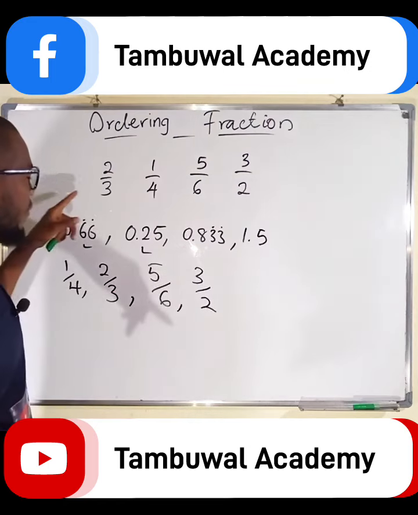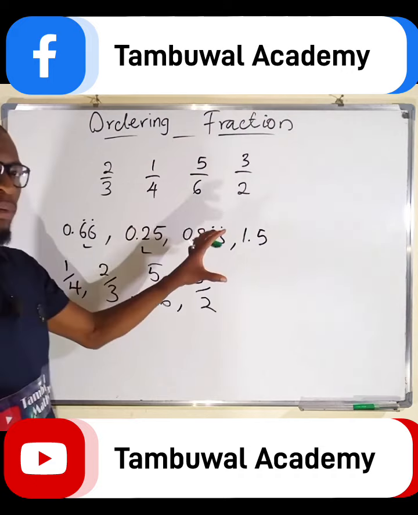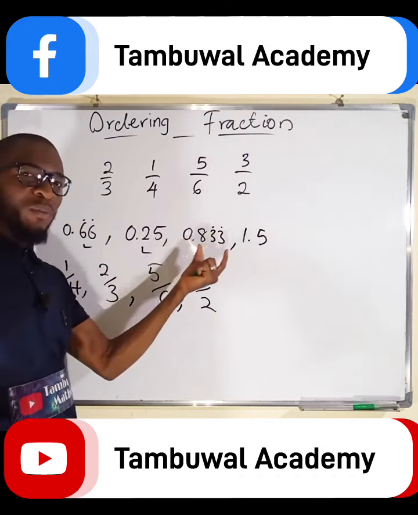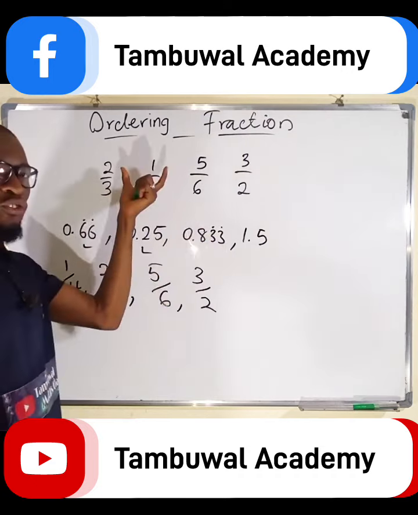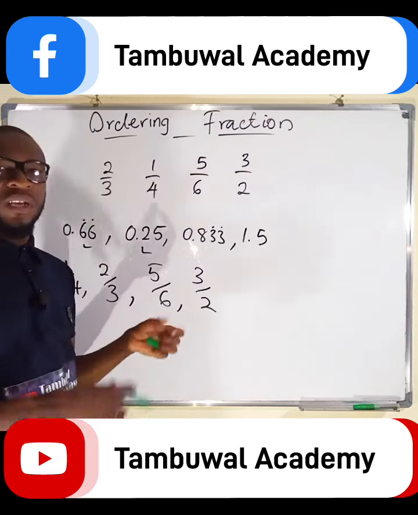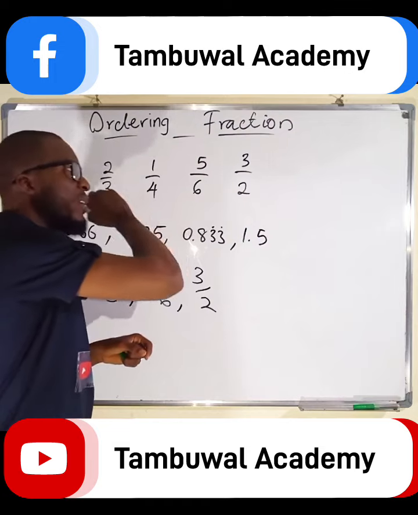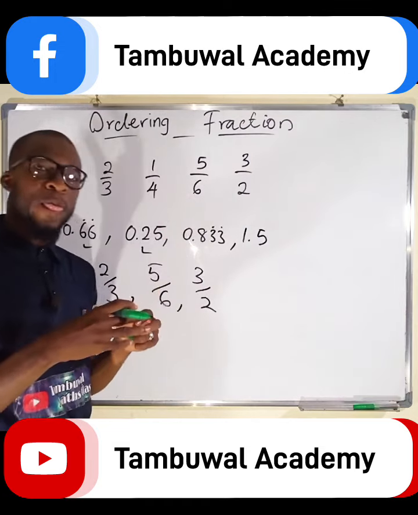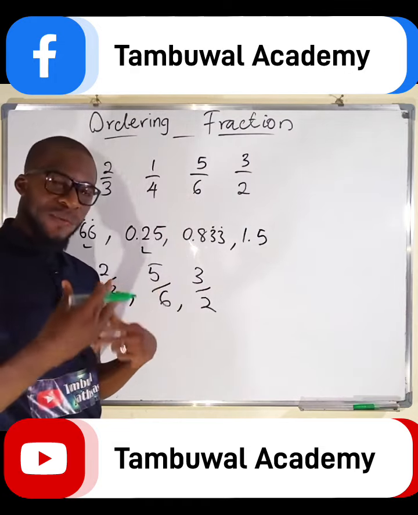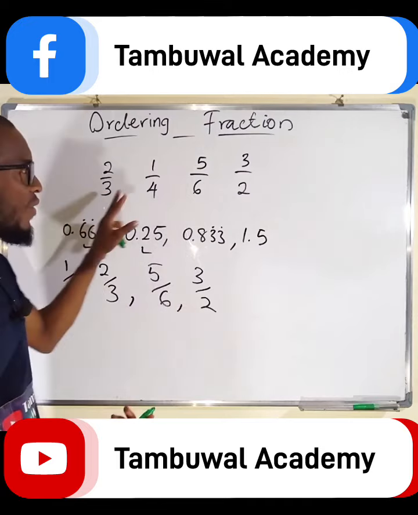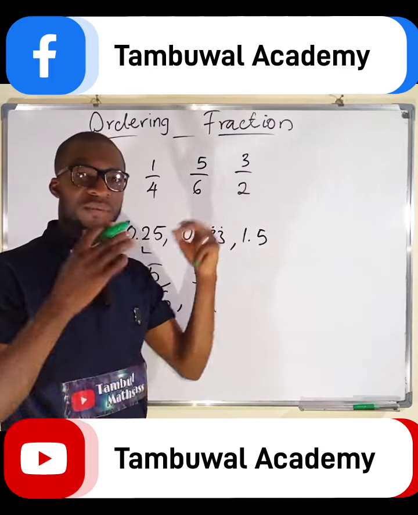So you can either transform them to their decimal form, then you obtain the least decimal number that corresponds to our fraction, you write it down in that order, or you can transform their numerators or their denominators to be exactly the same using the idea of equivalent fraction to identify the least and the greatest fraction.